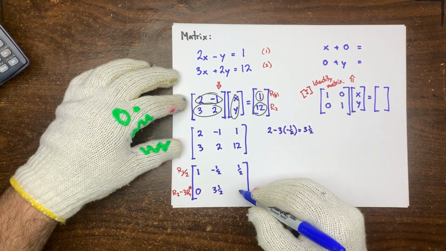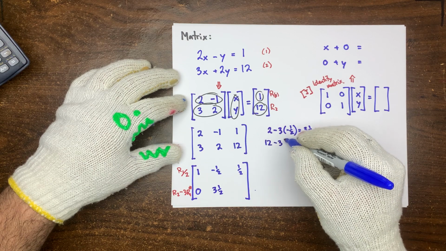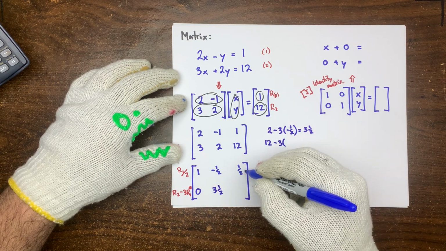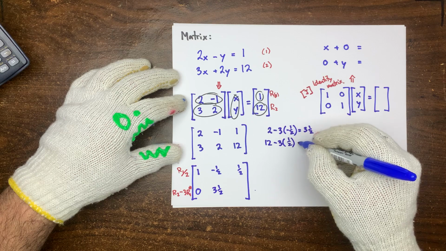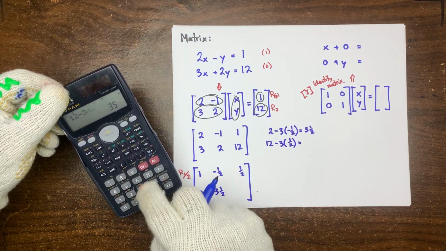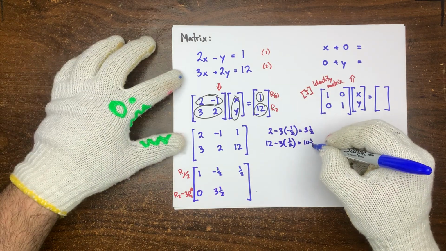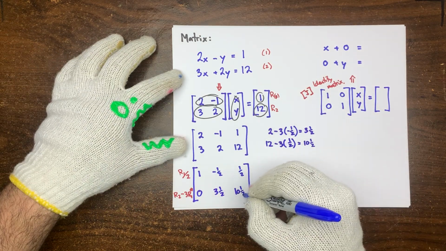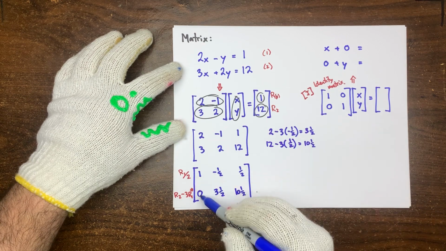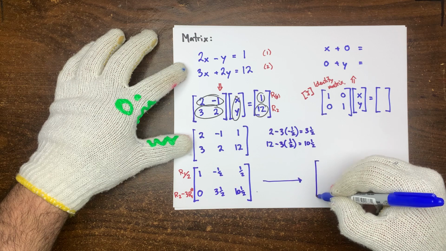The next value here would be row 2, so it's going to be 12 minus 3 times row 1 new, which is 1/2 here. So it's going to be 12 minus 3 times 0.5, and it's going to be 10.5. So 10.5. Okay, let's continue on. We got 1 and 0 here. Let's continue on here.